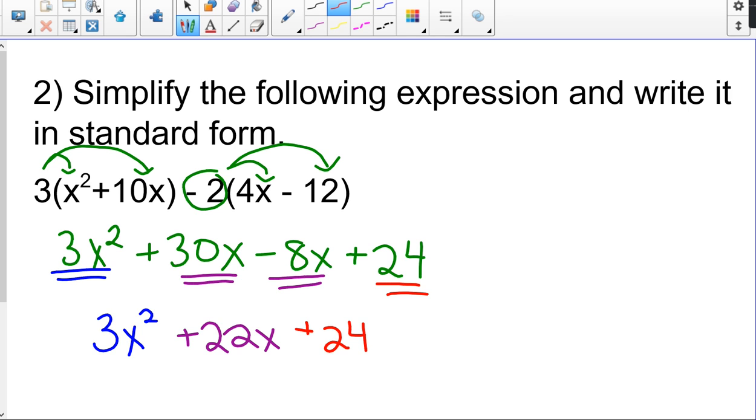And now I have that expression simplified by distributing and then combining like terms, and it's in standard form because it goes from highest exponent to lowest exponent.